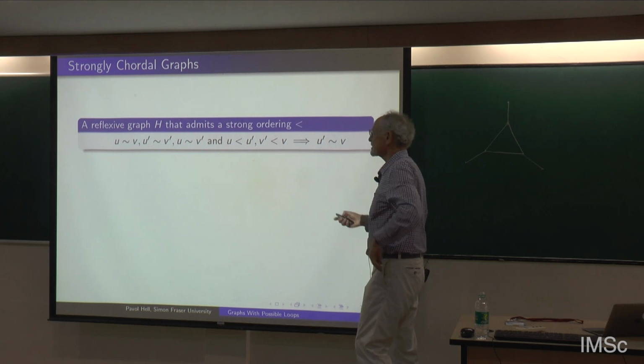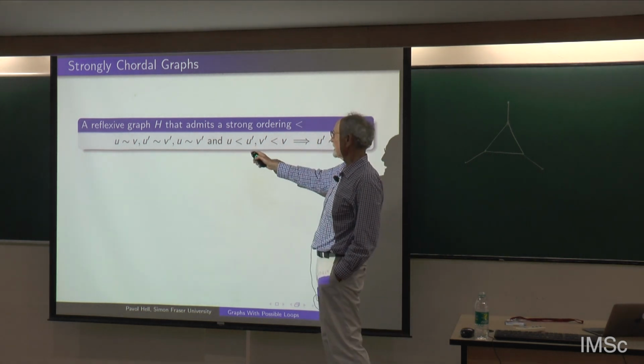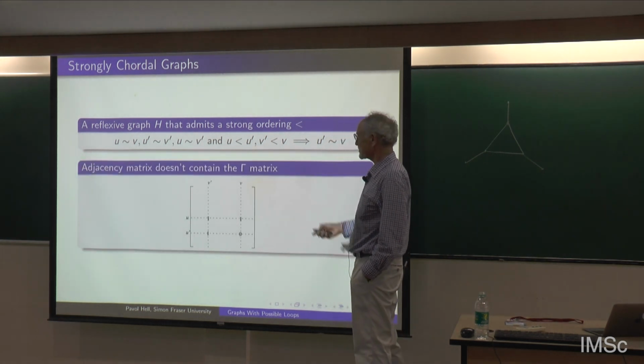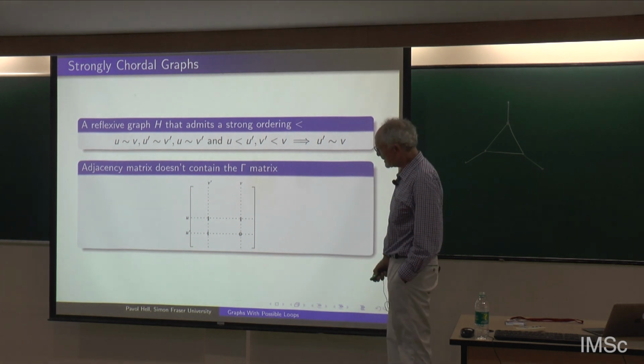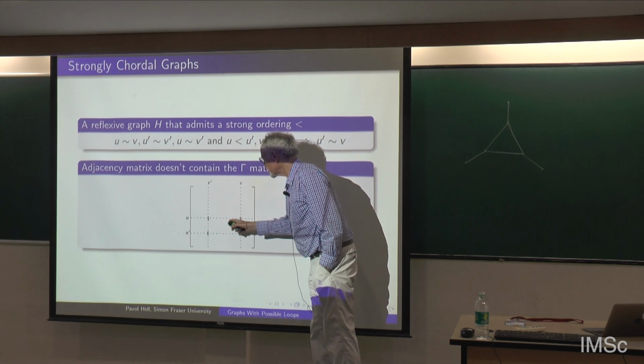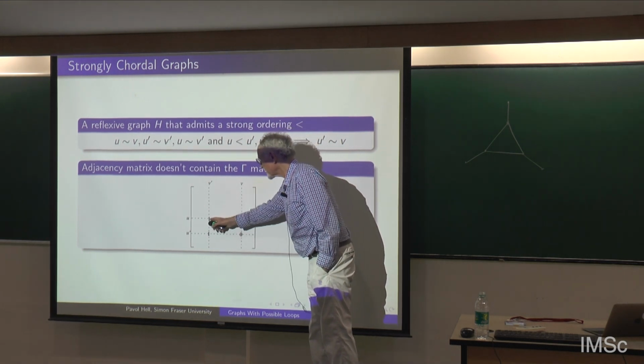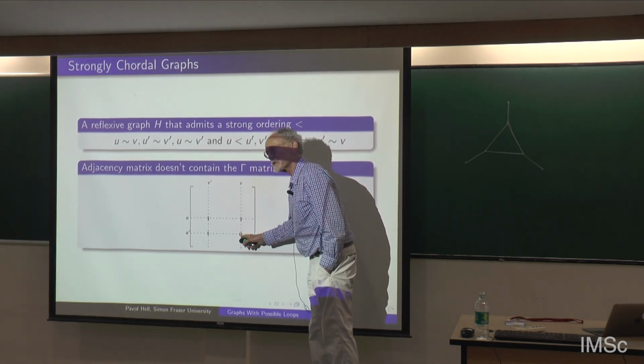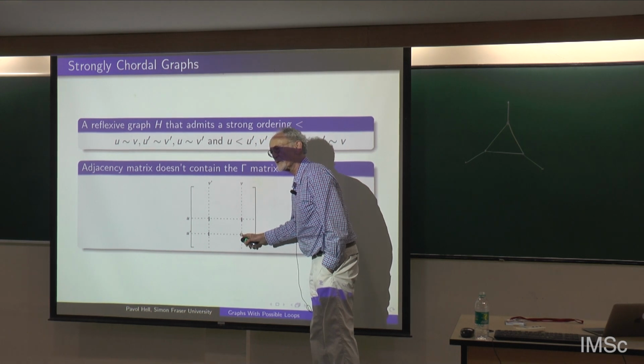A graph is strongly chordal if it has a strong ordering. And the picture for a strong ordering is in matrix language. If you have the two crossing edges and the bottom edge, you must also have the top edge. It's forbidden for the top edge to be missing.